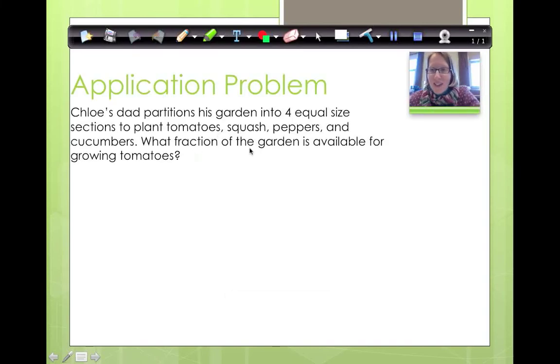Now, thank goodness we're talking about gardens, because it just doesn't quite feel like spring even though we're into March. Here we go. Chloe's dad partitions his garden into 4 equal size sections to plant tomatoes, squash, peppers, and cucumbers. What fraction of the garden is available for growing tomatoes? Well, I'm going to start by drawing a picture. So let's say he's got a rectangle garden, just because that's a simple shape for this kind of thing. And he partitions it into 4 equal-sized sections.